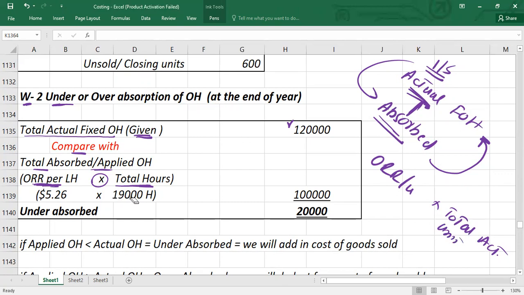I'm assuming just assumed values here because I'm discussing the format. So let's assume our recovery rate is $5.26 per labor hour, and our total labor hours are 19,000. If you multiply, you will get the applied overhead.